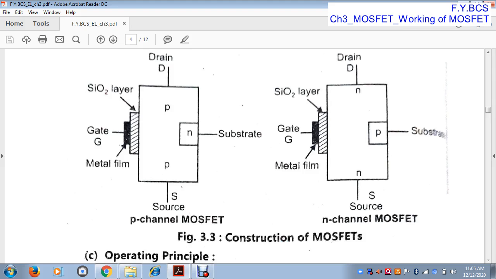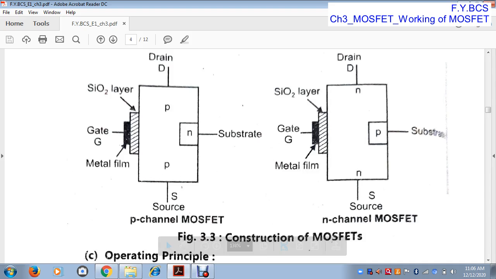In P-channel MOSFET, there are three terminals: gate, drain, source, and one more terminal, the substrate. In this P-channel, the drain terminal and the source terminal are p-type and the substrate is an n-type semiconductor. This is the gate terminal G, and this is the silicon dioxide layer, which is the insulating layer that avoids the contact of the gate terminal and this semiconductor material.